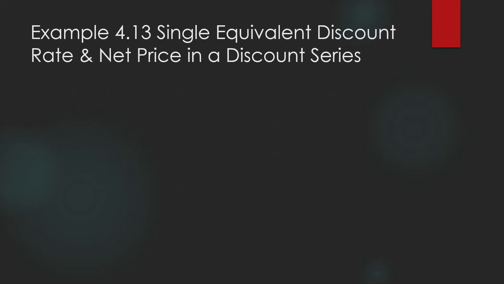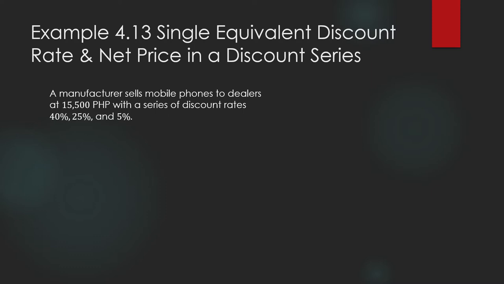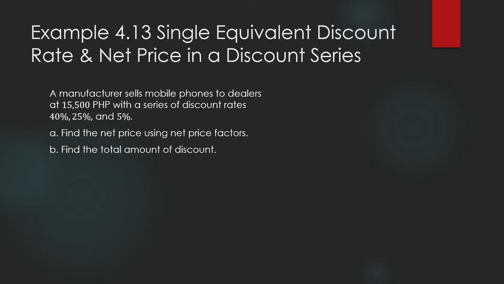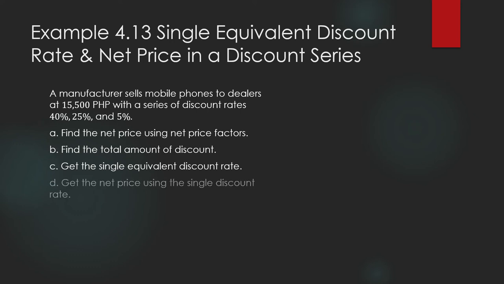Example 4.13. A manufacturer sells mobile phones to dealers at 15,500 pesos with a series of discount rates 40%, 25%, and 5%. Find the net price using net price factors. Find the total amount of discount. Get the single equivalent discount rate. Get the net price using the single discount rate.